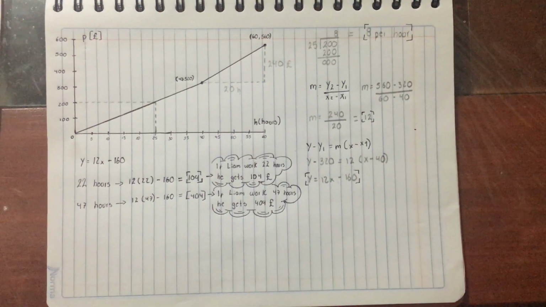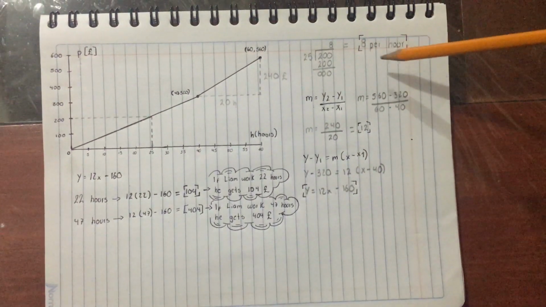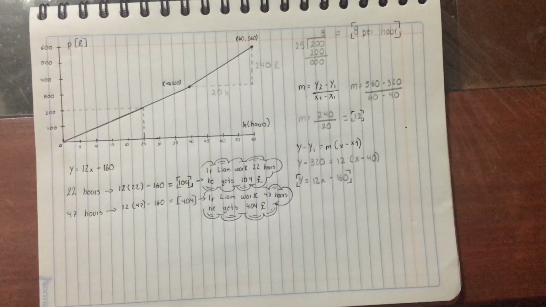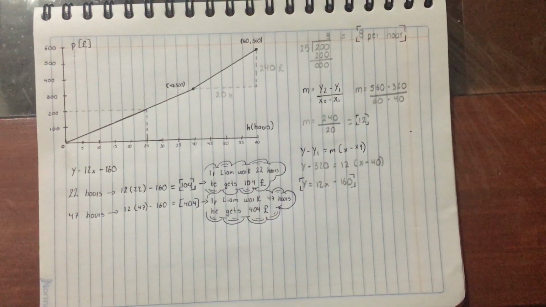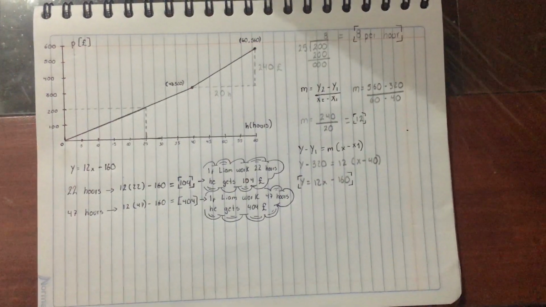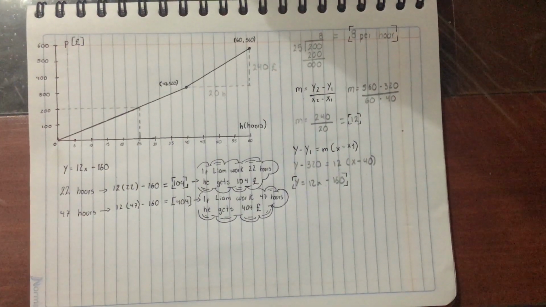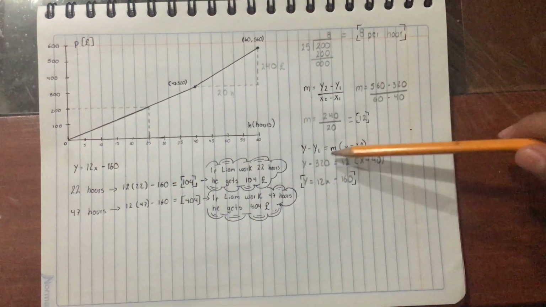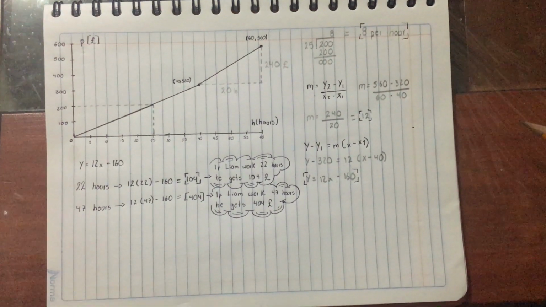Liam works in a week, for the first 40 hours he receives $8 per hour. After 40 hours that Liam works, he earns $12 per hour. The equation that we are going to use to obtain the result, step by step, is y minus y1 equals m times x minus x1.